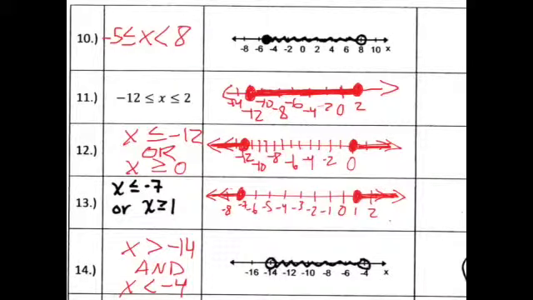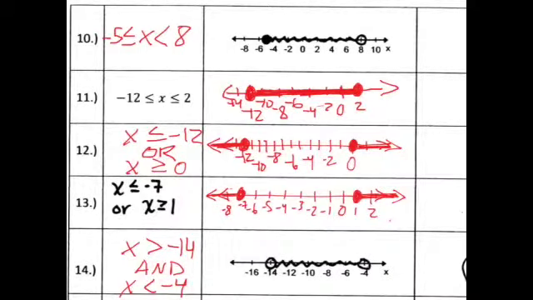And then on 13, we have x less than or equal to -7. So you have a closed circle at -7 shaded to the left, just like that's there. Or we have x greater than or equal to 1. So I have a closed circle at 1 because it's or equal to, and shaded to the right because it says greater than.